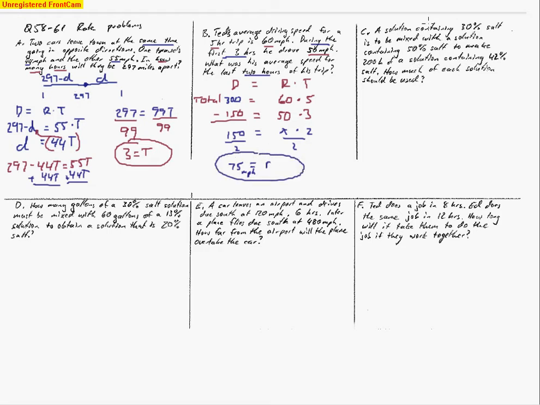Here's a mixture problem. When I see mixture problems, I set them up this way. I've got an amount of solution, and we're going to multiply this by a rate. The rate is going to be a percentage of whatever they're dealing with, in this case, salt. And so it gives us an amount of salt at the end.